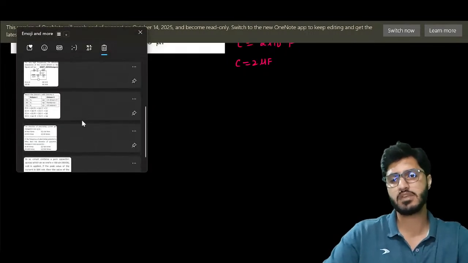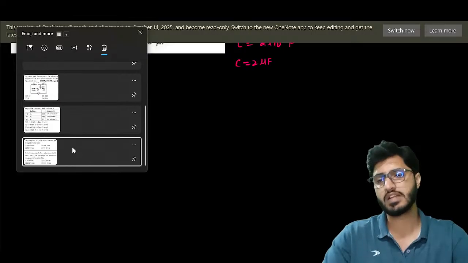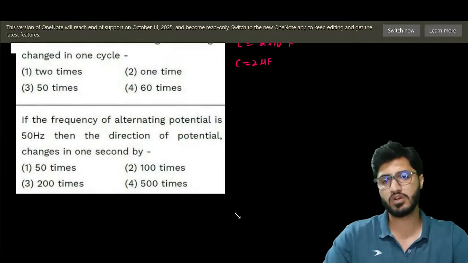Next numerical. I am giving you different types of numericals so that you will have a very good grip on it.